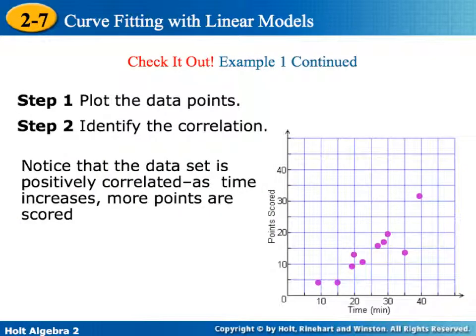What we did was we went to Stat Edit, and we have this on our graphic organizer. In List 1, we entered all of the times. They were our x coordinates, and in List 2, we entered all of the points scored. They were our y coordinates. And we plotted that on our calculator by setting up our stat plot to do List 1 and List 2.